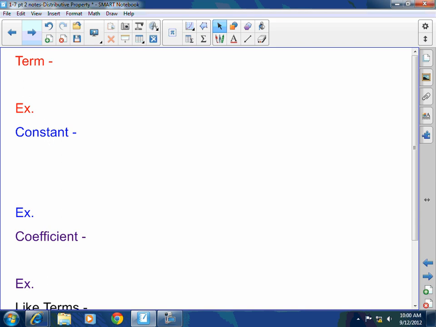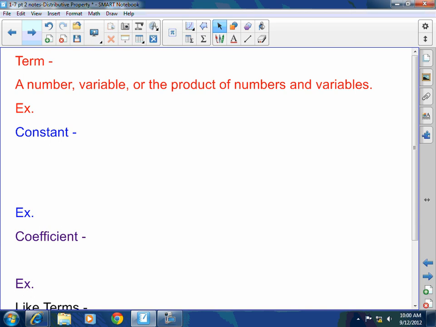First thing we got to learn about is what's called a term. A term is a number, variable, or the product of numbers and variables. Examples of terms: 2, that's a number. -6, that's a number. X, that's a variable. 2xy, that's the product of numbers and variables. 9z, that's the product of numbers and variables, okay?